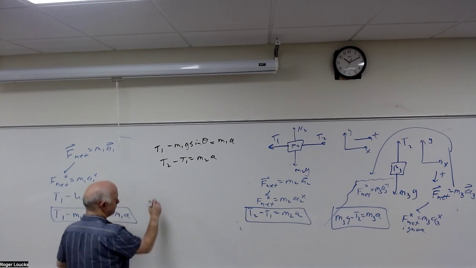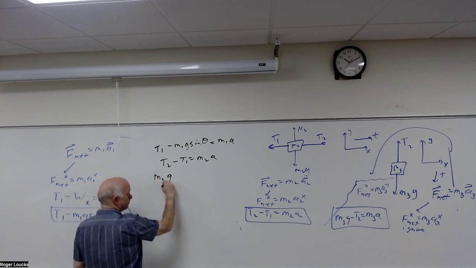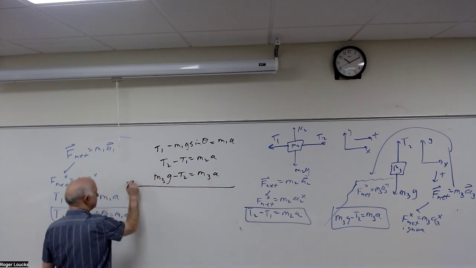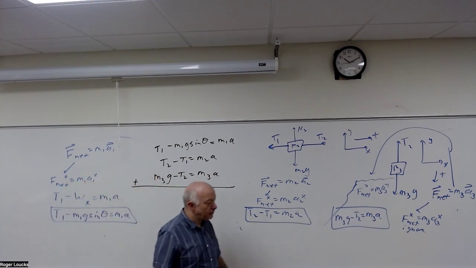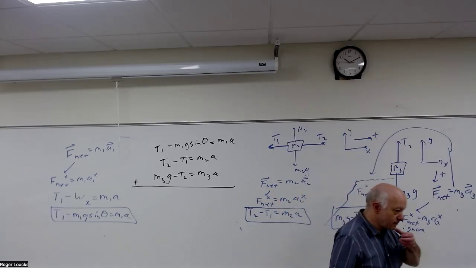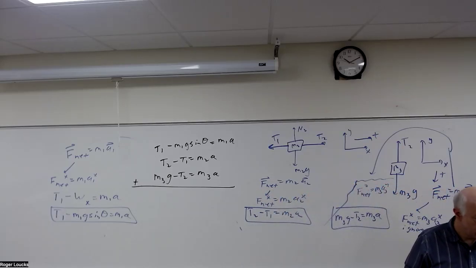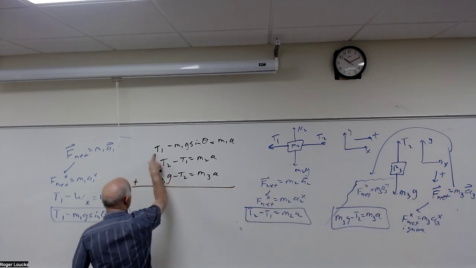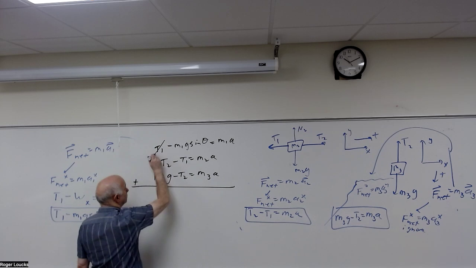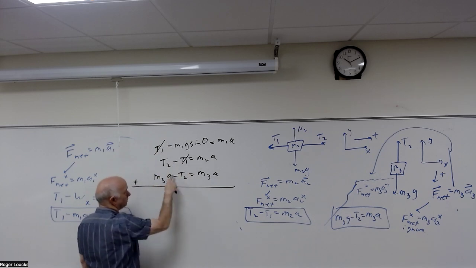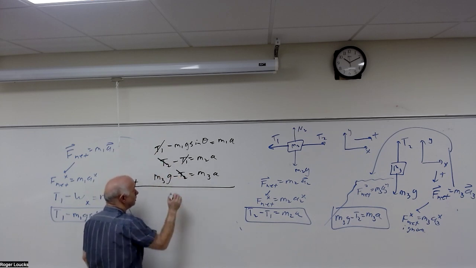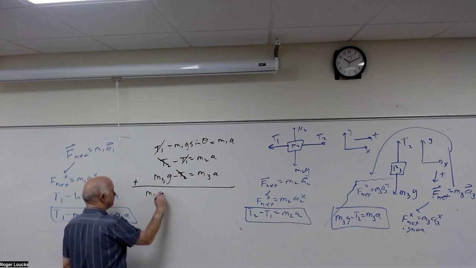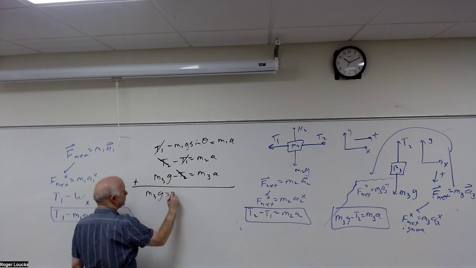My buddy over here. I add them. And if you've set up everything fine, what should happen to the tensions? Cancel. They better cancel. So here's a positive T1, here's a minus T1, they cancel. Here's a positive T2, here's a negative T2, they cancel. So you're done. I have my friend here, then I have minus my friend here.